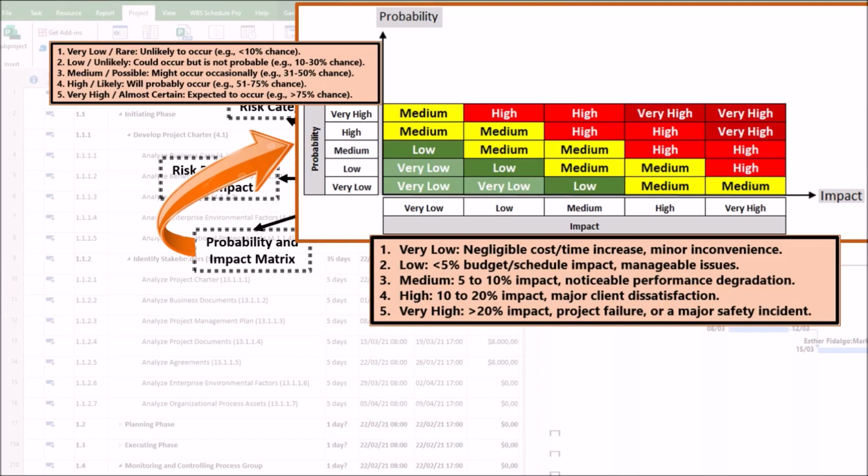How the matrix works. The matrix is a grid where the probability levels, in the rows, and impact levels, in the columns, intersect. In this matrix, you will first plot the risk. For each identified risk, assign it a probability score and an impact score based on the defined scales. Second, determine the rating. Find the cell where the selected probability row and impact column meet. This cell contains a predefined risk rating.